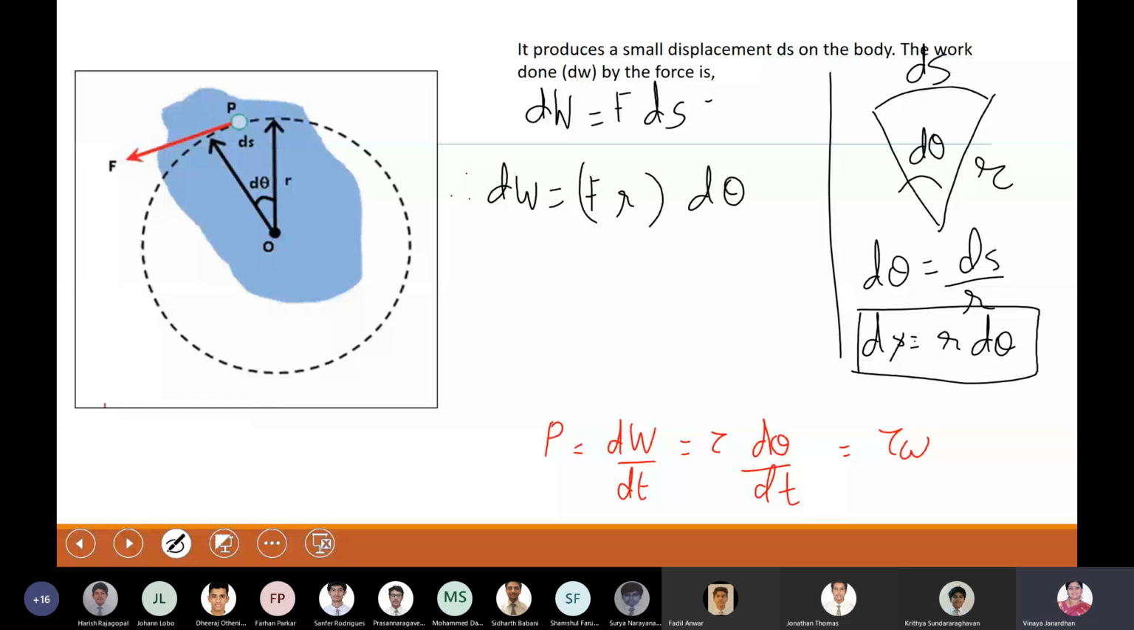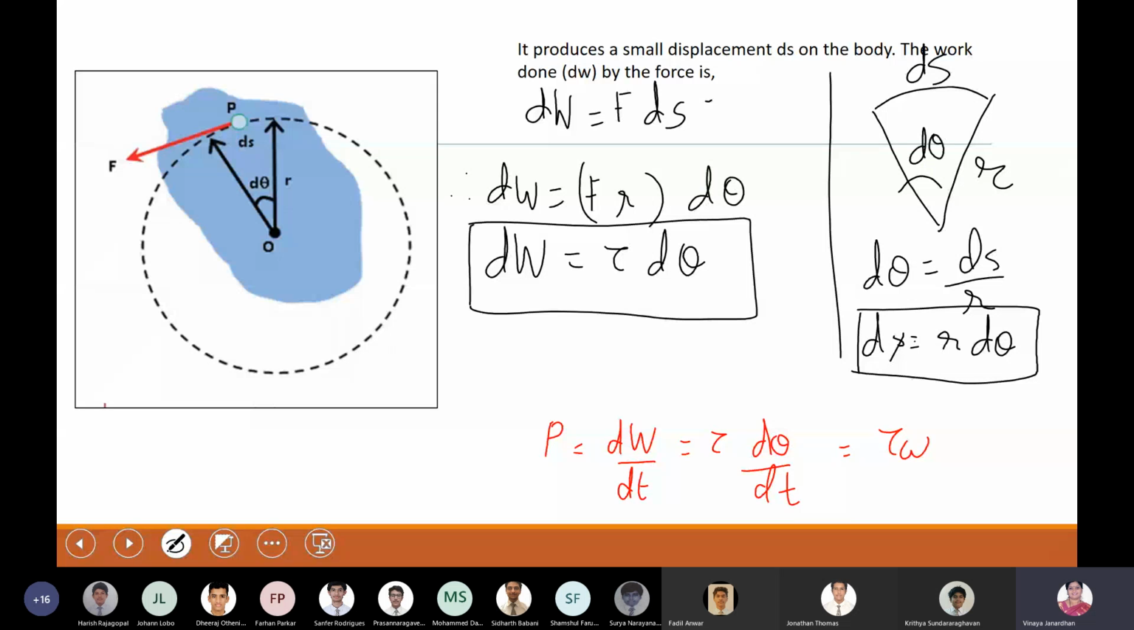What is F into r? Force into the perpendicular distance, which is torque. r is the perpendicular distance, yes, boys. So dW is equal to tau into d theta. So this is the work done. What is dW? It is the work done by the tangential force in moving the particle from point A to point B, so that it undergoes a linear displacement ds.